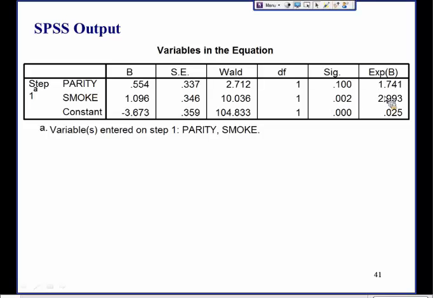So when you look at this number, you will know that the odds of having a low birth weight baby for a smoking mother is about 3 times the odds of those who are non-smokers. Right? So if you're a smoking mother, your odds of having low birth weight is much higher. It's 3 times the odds of a non-smoker.